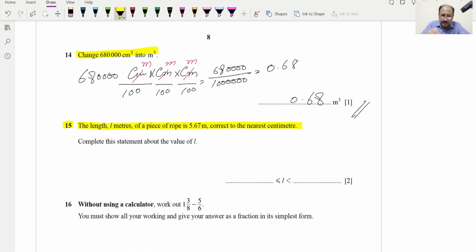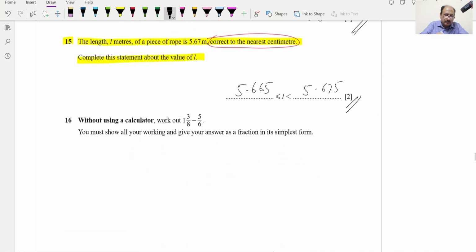Correct to the nearest centimeter. Complete the statement. So plus minus 0.5 will give us 5.675 and 5.665. And keep in mind, we cannot switch these two because this symbol is there. If you switch them, you will not get 2 marks, you will get only 1 mark.